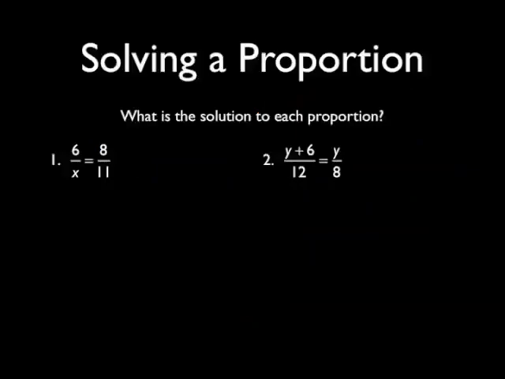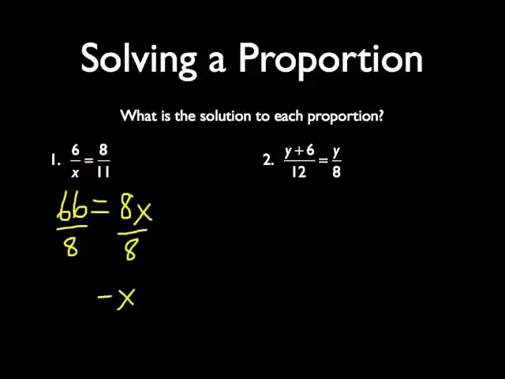Here are two quick examples. What is the solution to each proportion? That means we need to find the value of the variable. So in number one here, all that we need to do is use the cross product property of proportions. So 6 times 11 is 66, and 8 times x is 8x. And then we divide both sides of the equation by 8 and reduce. 2 goes into both 66 and 8, so x is going to equal 33/4, which also happens to be 8 1/4.